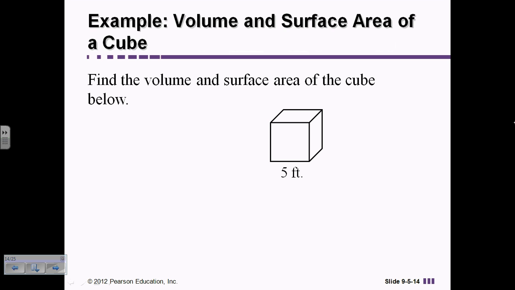So find the volume and surface area of the cube. So since they told you it was a cube, we know that all the sides, the length, the width, and the height, they're all 5. So volume is going to equal 5 cubed, which is 125 feet cubed, or cubic feet. And surface area is equal to 6 times 5 squared, which is 6 times 25, which is 150 feet squared.